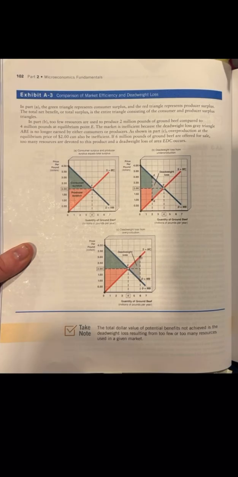As shown in Part C, the overproduction at the equilibrium price of $2 can also be inefficient. If 6 million pounds of ground beef were offered for sale, too many resources are devoted to the product, and the deadweight loss of area EDC occurs. Take note, the total value of potential benefits not achieved is the general loss resulting from too few or too many resources used in a given market.